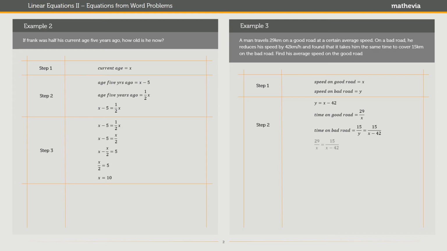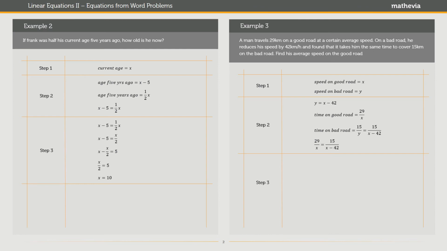Okay, so we have some interesting information here. The final information we're given is that it took him the same time to travel on the good road as it did on the bad road. So he covered 29 kilometers on the good road and 15 kilometers on the bad road within equal periods of time. The time on the good road was 29 over x, and the time on the bad road was 15 over x minus 42. So it's safe to say that 29 over x equals 15 over x minus 42, and I think we have arrived at our equation.